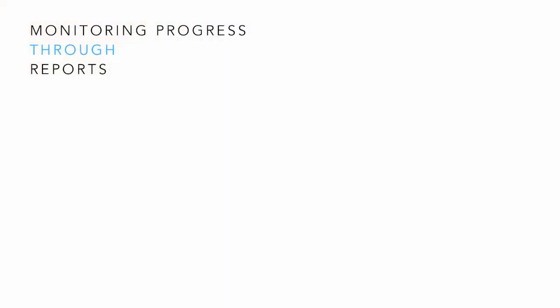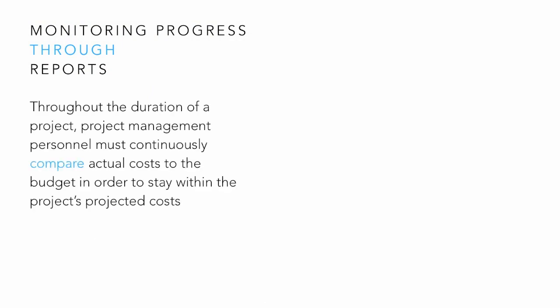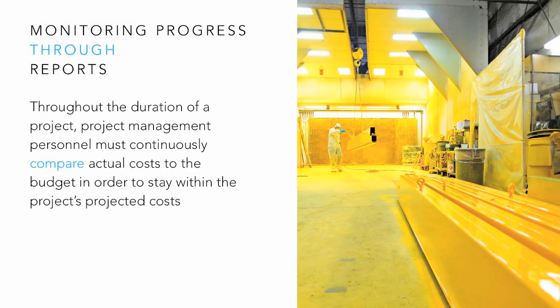Monitoring progress through reports. Throughout the duration of a project, management personnel must continuously compare actual costs to the budget in order to stay within the project's projected costs. The project management team can use several strategies to make sure that your project continues to track against your budget.